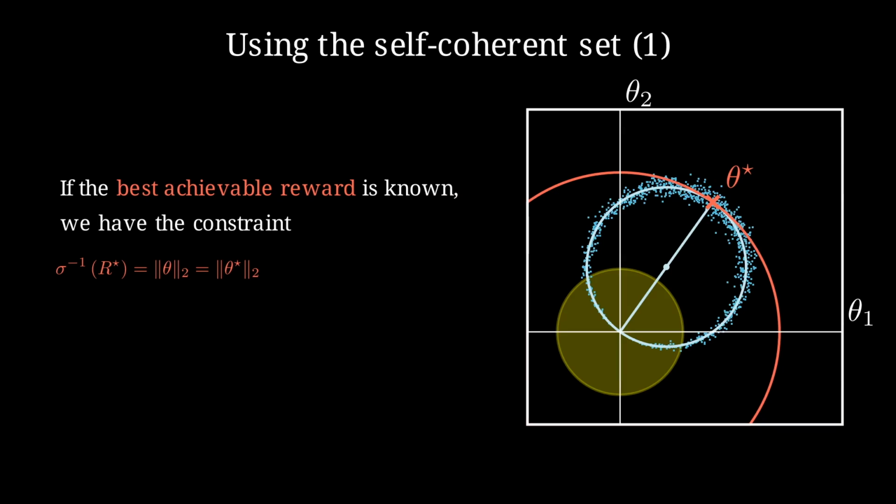So now we have two circles, the constraint and the self-coherent set. And they only intersect in one point, theta star. And this tells us there is no need for exploration. There is no need for injecting noise in the system. Because by integrating this constraint in the optimization problem of the maximum likelihood estimation, we get an estimator that converges to theta star. Okay, here I gave you an additional piece of information.